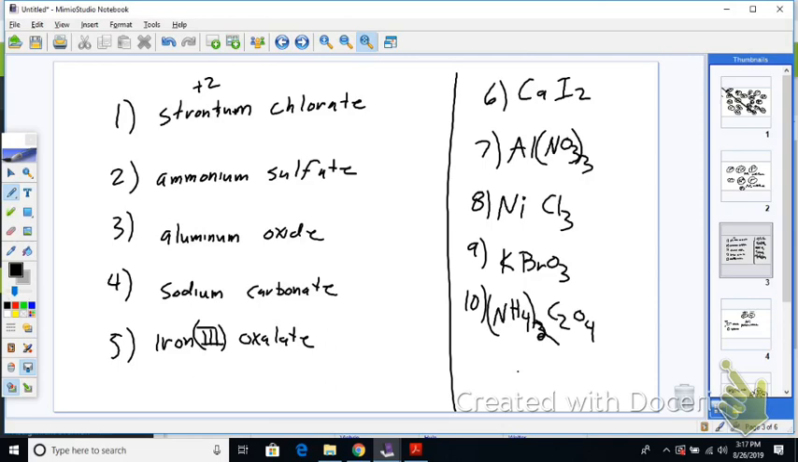For every 1 strontium, it's -1. So we need 2 of these chlorates, so that should be Sr, then ClO3 with a 2 behind it. Okay? Because we need 2 -1s to match, like I showed you prior. We have to put it in parentheses, because if we don't, it looks like ClO32. So if we've got multiple ones hooked together, we always got to show parentheses around polyatomic ions.